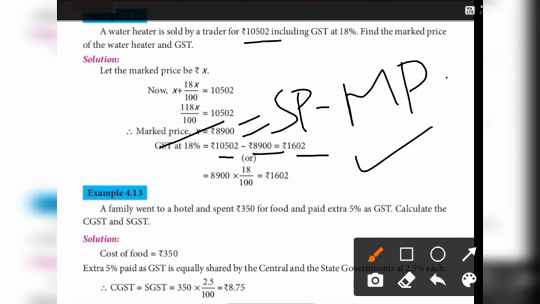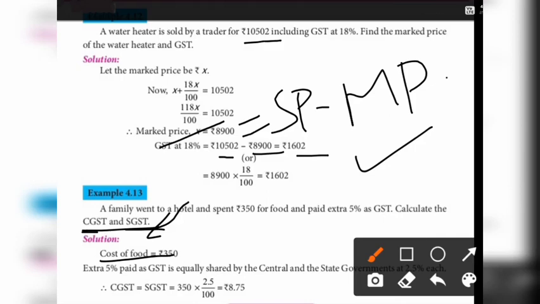Next sum, example 4.13. A family went to a hotel and spent rupees 350 for food and paid extra 5% as GST. Calculate the CGST and SGST. C means central GST, and S means state GST. In a hotel, they collect CGST and SGST, so it is equally divided into 2. The cost of food is 350. Extra 5% paid as GST is equally shared by the central and state government.